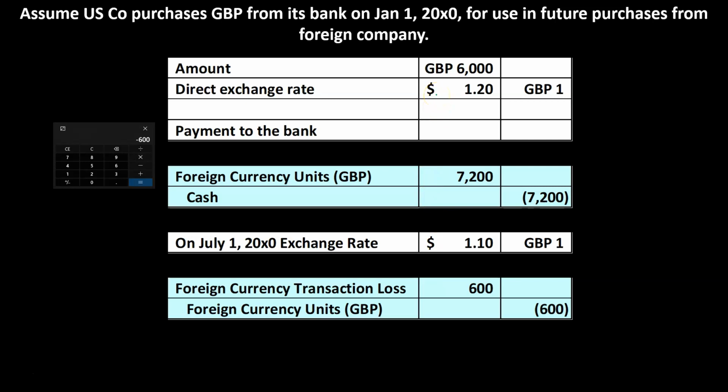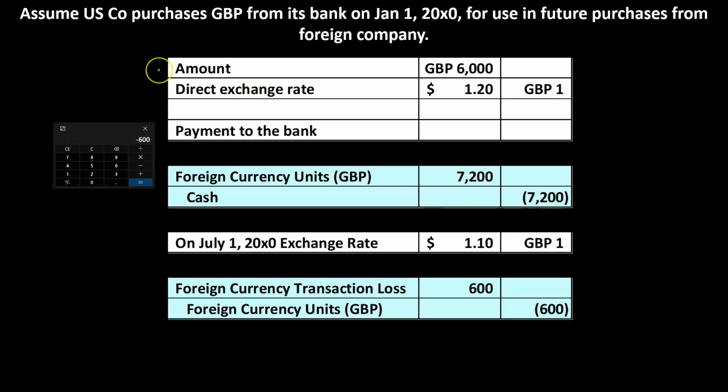Well, because before it took $1.20 to buy 1 pound, and now it takes $1.10 to buy the 1 pound. So now we're saying that the foreign currency, the pound, has gotten weaker, right? Because to get 1 pound, it only costs $1.10, and before it cost $1.20. So the pound has gotten cheaper, or it has weakened relative to the dollar. The dollar has gotten stronger relative to the pound.